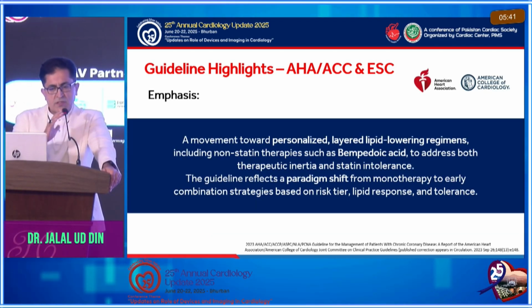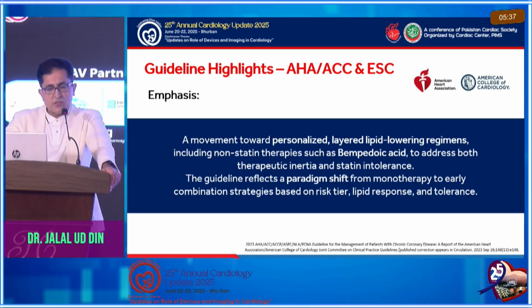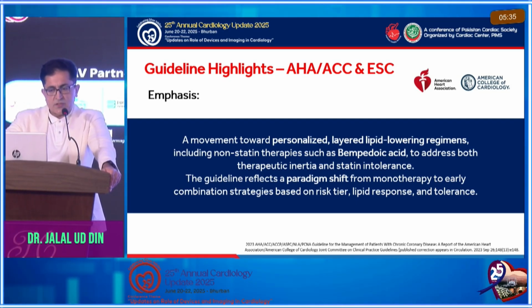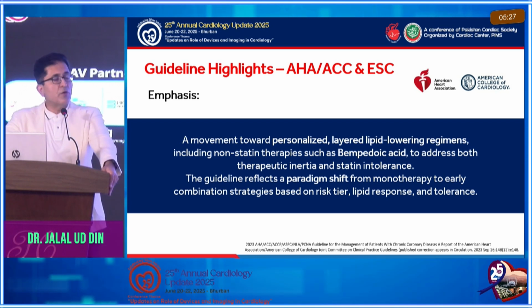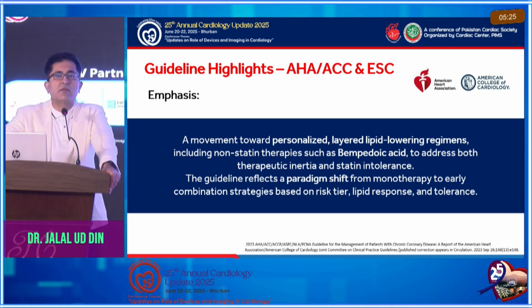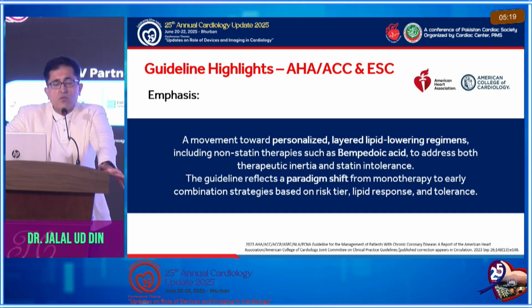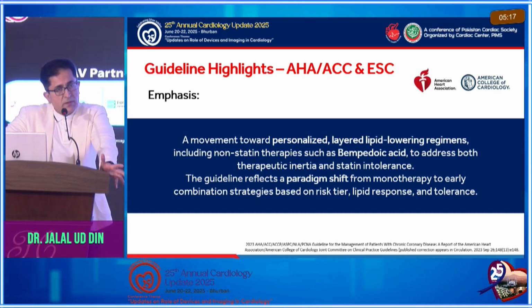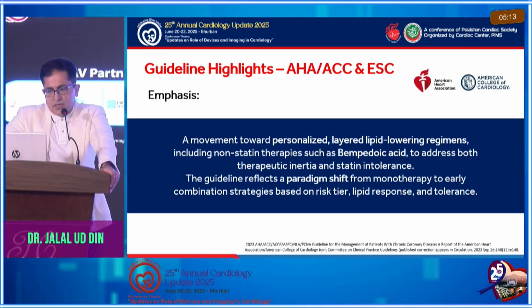Now, the emphasis is on a movement towards personalized, layered lipid-lowering regimens, including non-statin therapies such as bempedoic acid, to address both therapeutic inertia and statin intolerance. And what is therapeutic inertia? Despite knowing that high LDL is dangerous, despite knowing that low HDL is not friendly, we still fail to achieve the target. This is what therapeutic inertia is called. Factors can be on the side of the patient as well as the clinician.